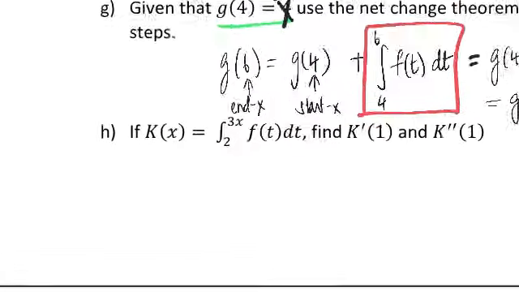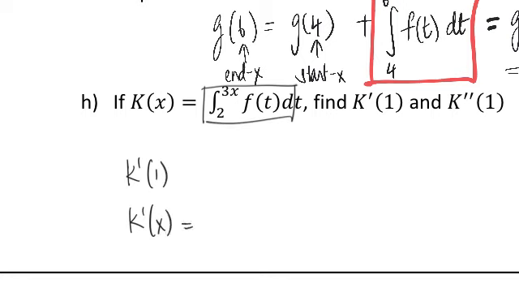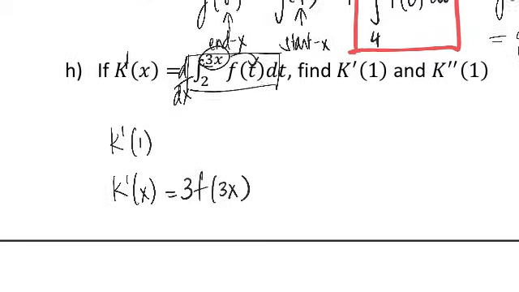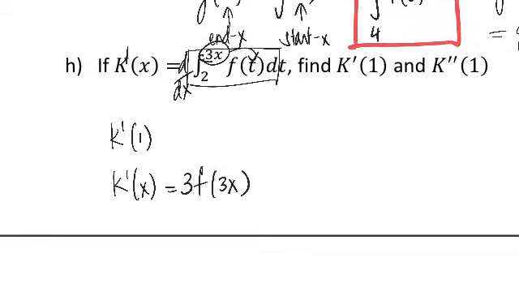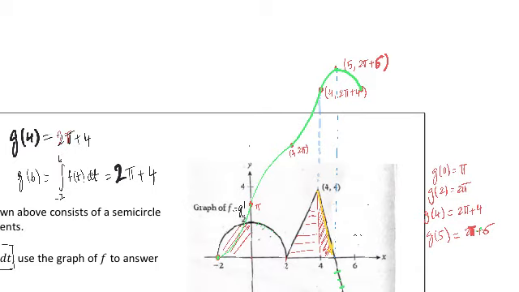Okay, this last one is very similar to the last one on the last example. We have an area function k, and we're trying to find k prime of 1. So let's start with k prime of x. So the derivative of this, which is k prime, will be just plop this in, right? So it's f of 3x times 3, by the chain rule. And then k prime of 1 will be 3 times f of 3.